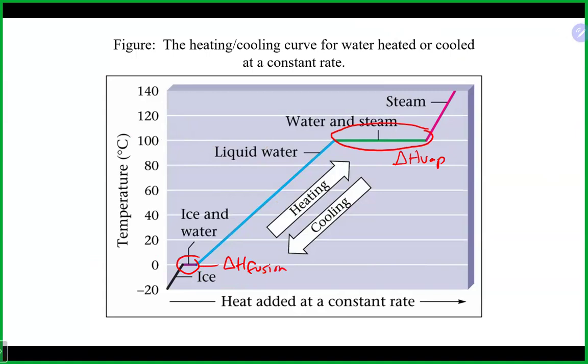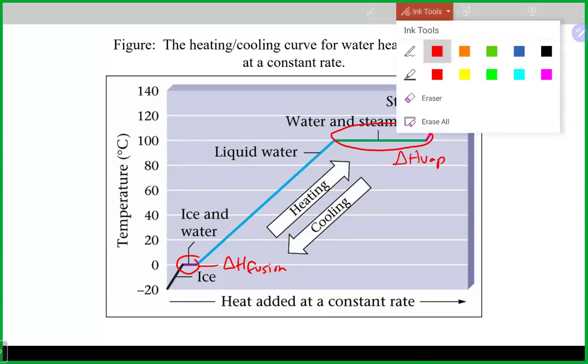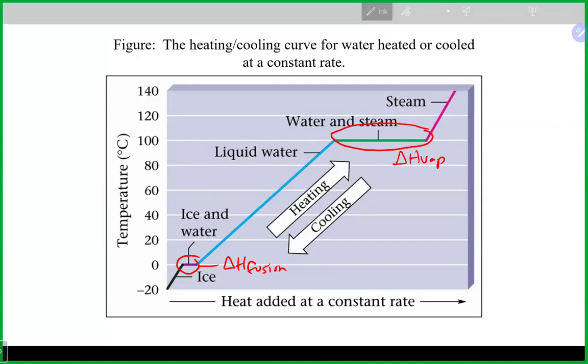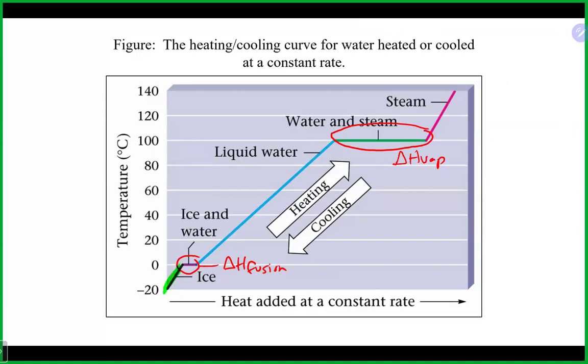If you look at this graph, it is a heating curve going from bottom to top because we're going from ice to liquid to gas. It is a cooling curve going from top to bottom, gas to liquid to ice. Now, we do see some points on this graph where it is not a flat line. This is going upwards, this is also going upwards, and that is also going upwards.